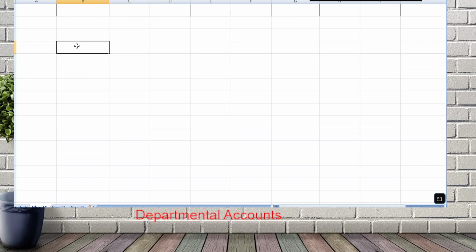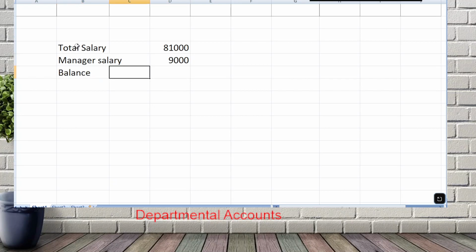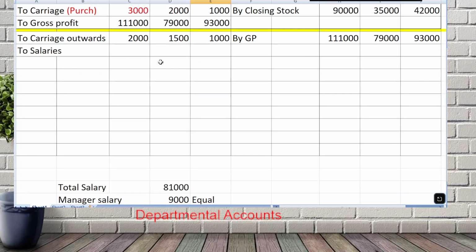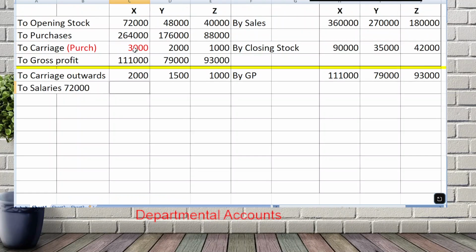So from the total salary of 81,000, the manager salary, 3 managers into 3,000, is 9,000. Balance, what is the balance? 72,000. This will be apportioned based on number of employees. The managers' salary will be equal, 3,000, 3,000, 3,000 like that. So first take 72,000 and apportion based on number of employees.